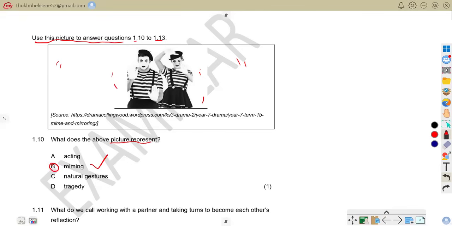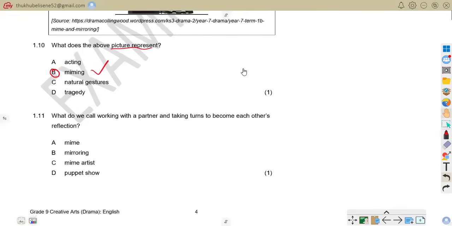So now let us move on to 1.11. What do we call working with a partner and taking turns to become each other's reflection? So the correct answer there is B. That is my role.